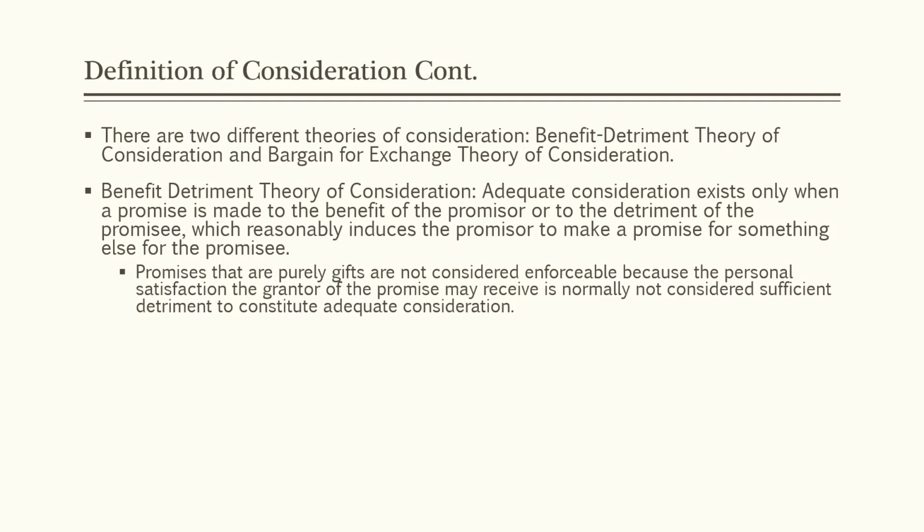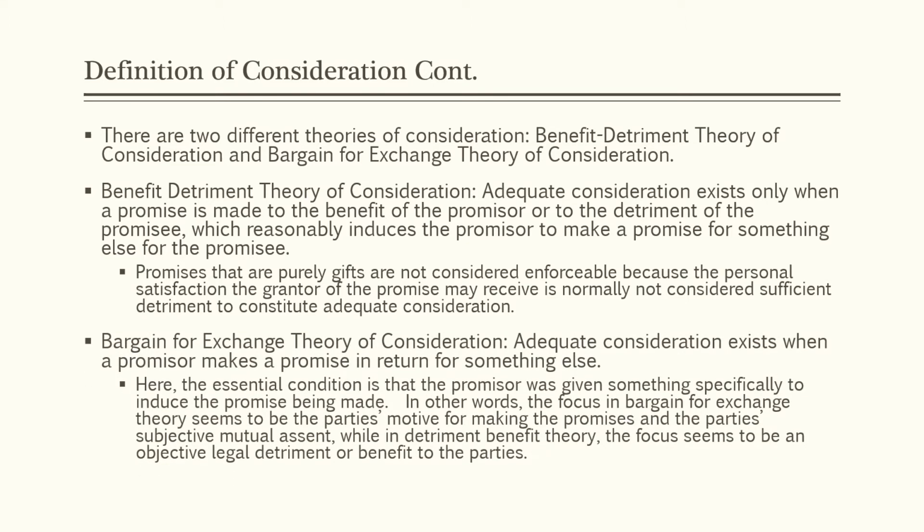Benefit detriment theory means that adequate consideration exists only when a promise is made to the benefit of the promisor or to the detriment of the promisee, which reasonably induces the promisor to make a promise for something else for the promisee. It basically means that for there to be consideration, somebody has to give up something. I would want to note that promises that are purely gifts are not considered enforceable because the personal satisfaction of the grantor of the promise that they can get because they've been generous is not adequate consideration. The general rule which you need to know is that gifts are usually not adequate consideration.